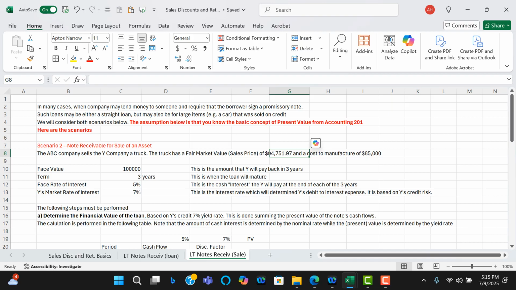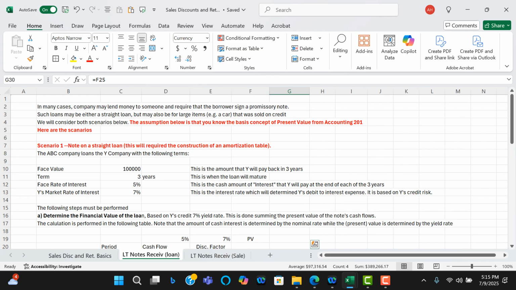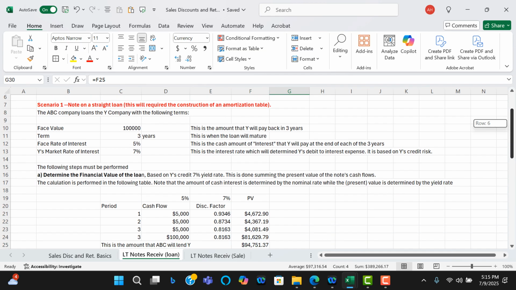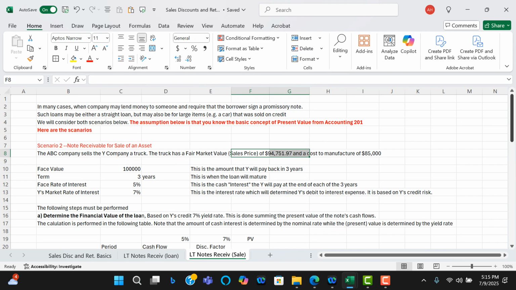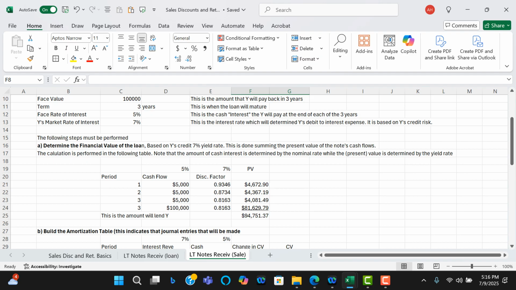Anyway, in this case, you have two sources of revenue. One is the revenue from the sale of the truck. The other is the revenue from the note itself, the interest revenue. The way this is usually handled, we calculated the present value over here, the present value of the note right here, and all this is exactly the same except for one or two things.